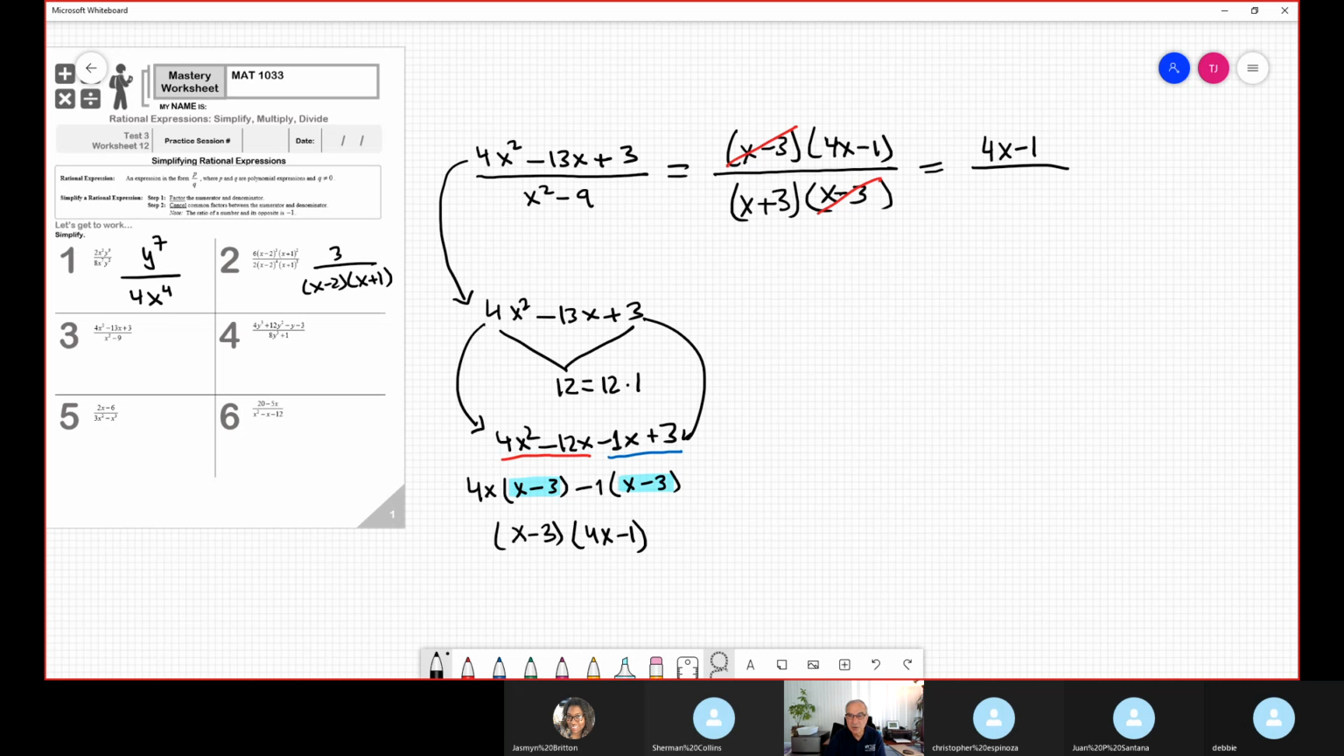When you have only one factor, it's not necessary to put the parentheses. If you put the parentheses, it's okay, but it's not necessary. Now, x plus 3 is the final answer after the simplification. Okay, it's 4x minus 1 divided by x plus 3.